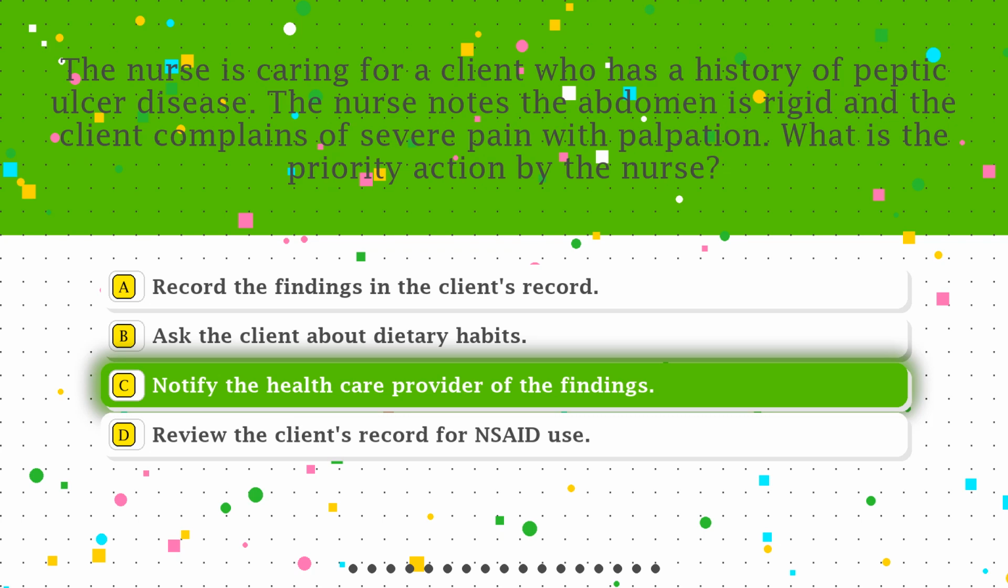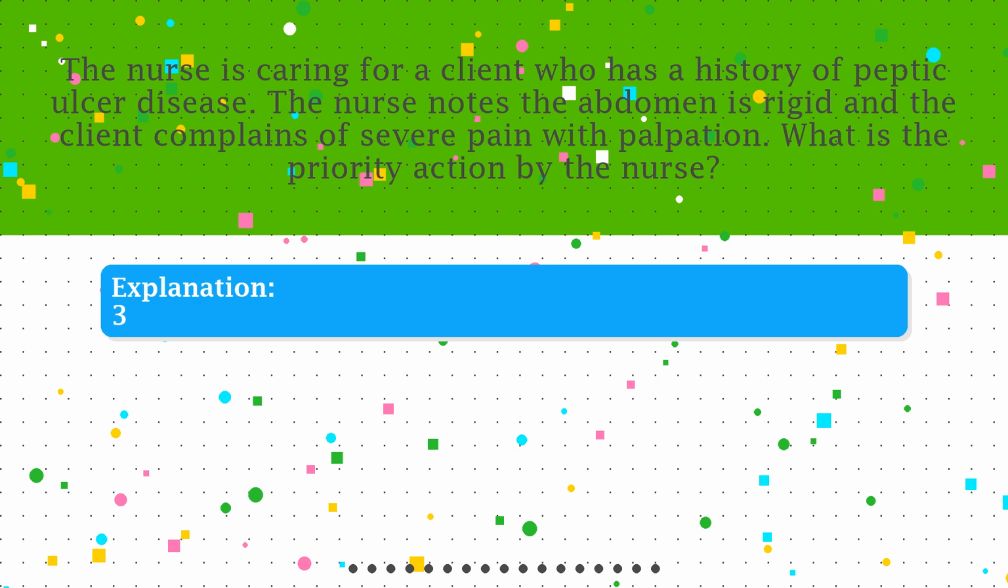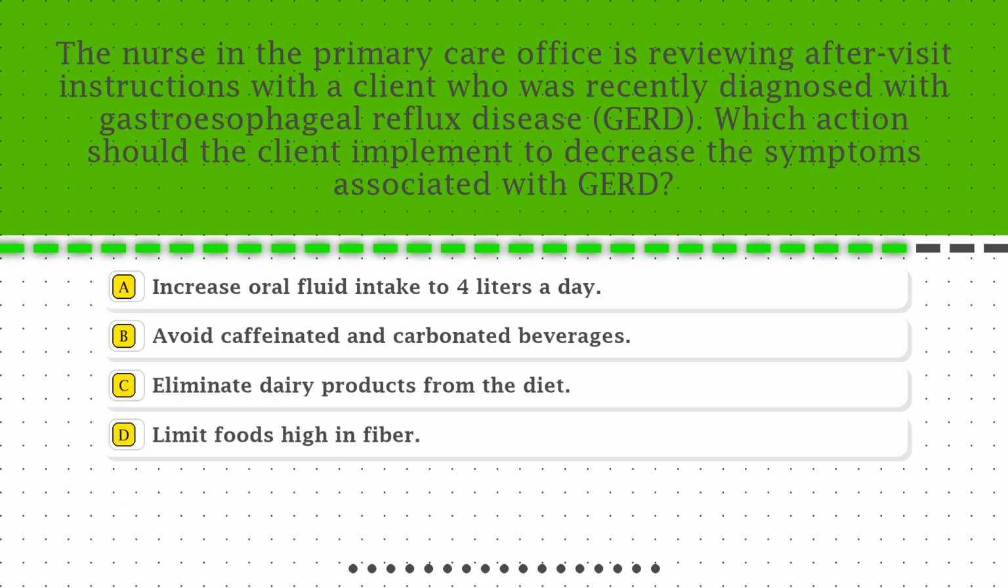The correct answer is option C. Notify the healthcare provider of the findings. 3. Question 15. The nurse in the primary care office is reviewing after-visit instructions with a client who was recently diagnosed with gastroesophageal reflux disease, GERD. Which action should the client implement to decrease the symptoms associated with GERD?